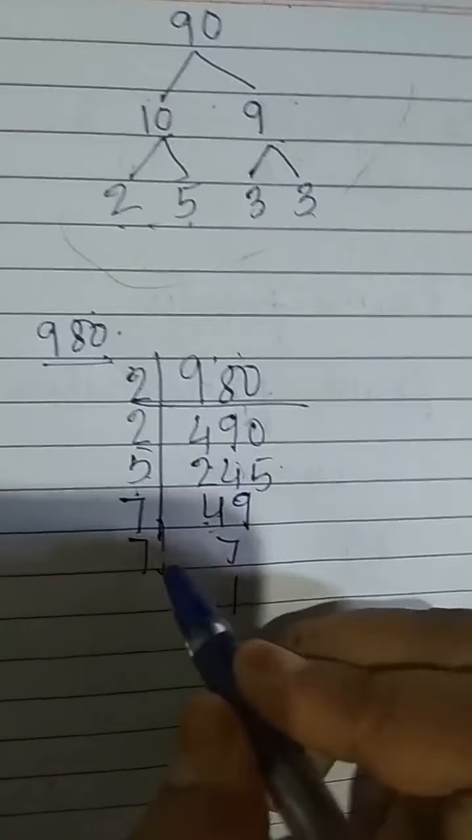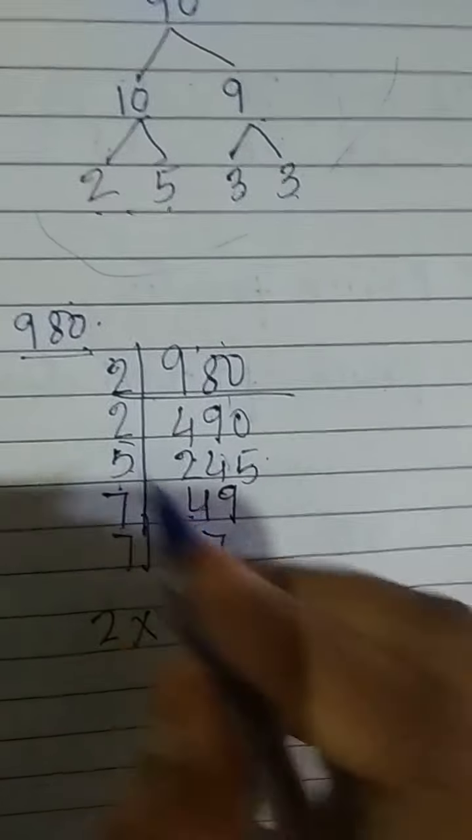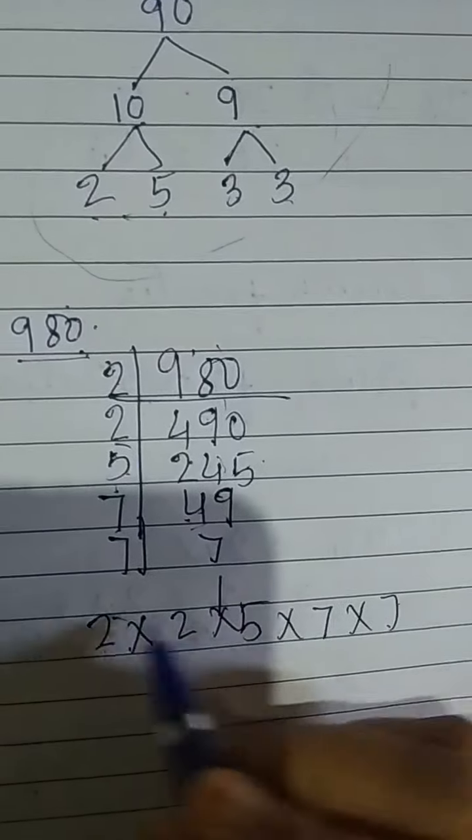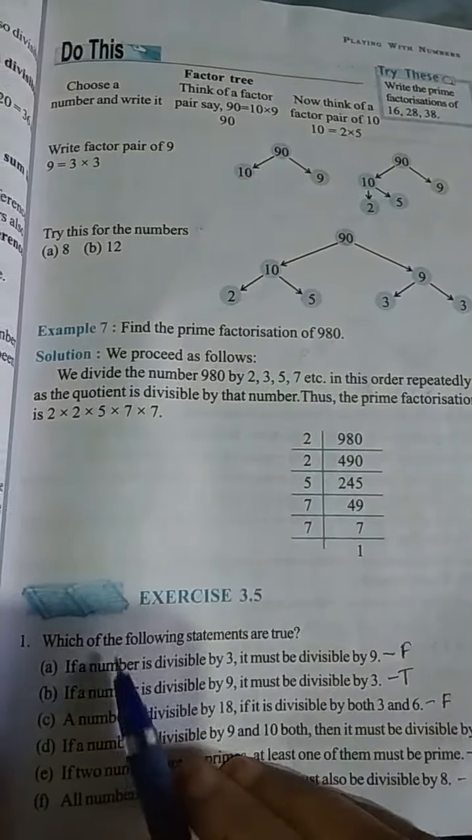This is prime factorization. We have to write 2 into 5 into 7 into 7. These all are the prime numbers. It is prime factorization. Let's solve exercise 3.5.